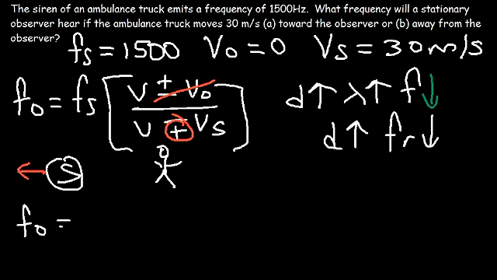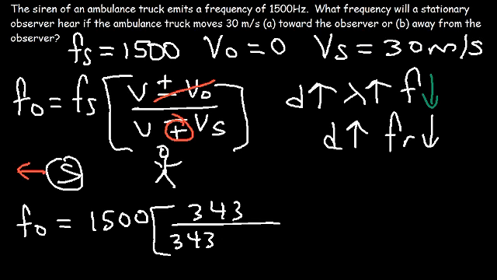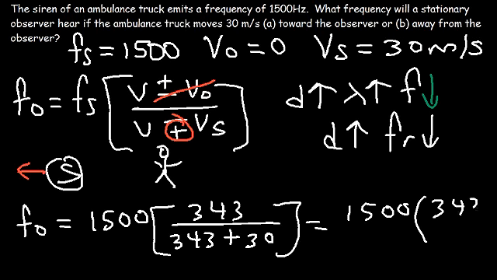So FO is going to equal FS times 343, that's V, divided by V plus the speed of the source. So this time it's 1500 times 343 divided by 373. 343 divided by 373 is about 0.91957, times 1500, and this should give you a frequency of 1379.4.